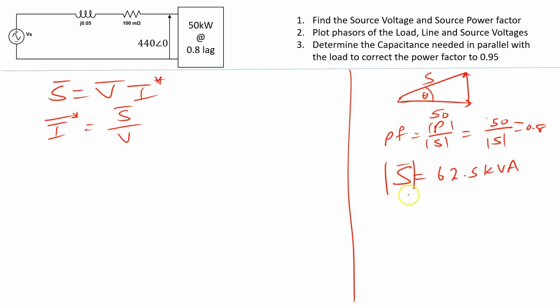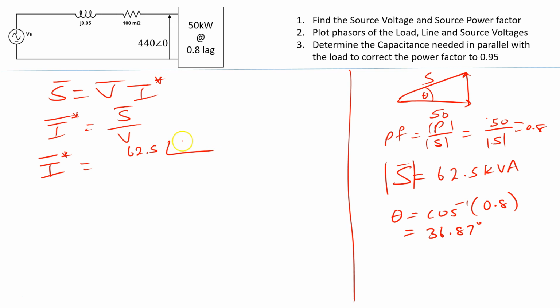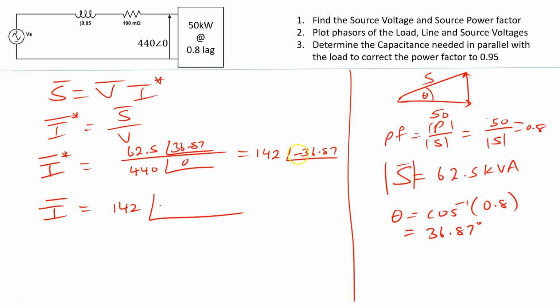Now I need to find the angle. The angle of S is this angle here. So theta is equal to cosine inverse 0.8, which works out to be 36.87 degrees. So now I could find I conjugate, which is equal to 62.5 angle 36.87 over 440 angle 0, and that works out to be 142 angle minus 36.87. Now this is I conjugate, but I need to find I. So I is simply equal to 142 angle, sorry, this is plus, would be minus 36.87, right? So I found the current.